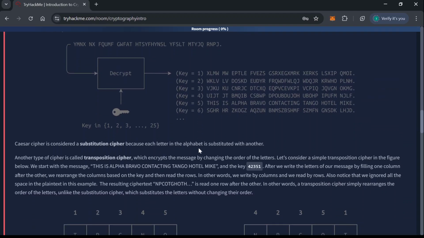Now, the Caesar cipher is considered a substitution cipher because each letter in the alphabet is substituted with another. Another type of cipher is called a transposition cipher, which encrypts the message by changing the order of the letters. Let's consider a simple transposition cipher in the figure below. We are going to start with a message. This is Alpha Bravo contacting Tango Hotel Mike, and the key is 42351.